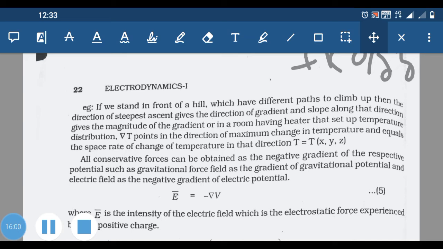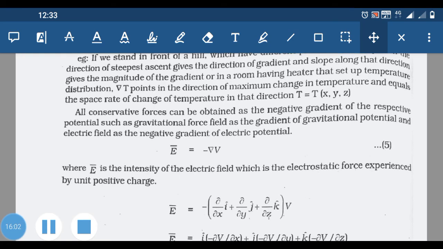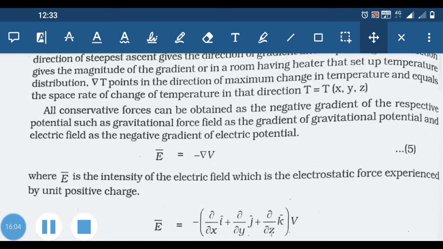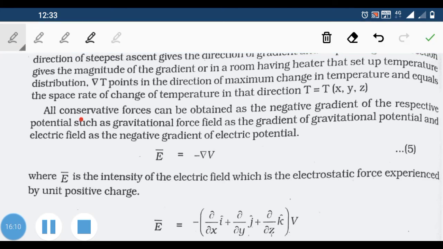Now, all conservative forces can be obtained as the negative gradient of the respective potential. That is an important result, and one of the important properties of conservative forces. All the conservative forces can be obtained as the negative gradient of the respective potential.